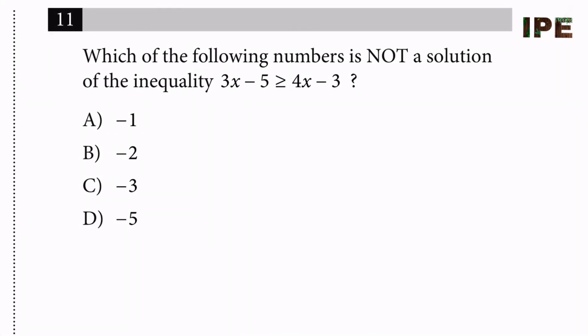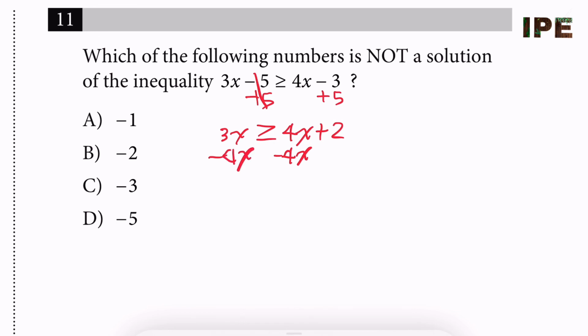Which of the following numbers is not a solution of the inequality 3x minus 5 greater than or equal to 4x minus 3? It's an easy problem. Add 5 to both sides: 3x, 4x, and negative 3 plus 5 is plus 2. Then subtract 4x from both sides. Negative x is greater than or equal to 2.